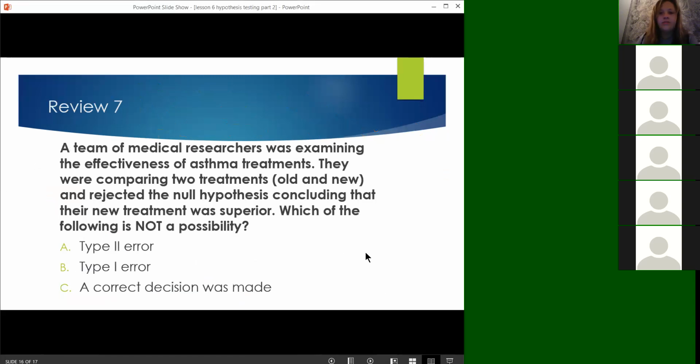All right, a team of medical researchers was examining the effectiveness of asthma treatments. They were comparing two treatments, old and new, and rejected the null hypothesis, concluding that their new treatment was superior. So which of the following is not a possibility in this case? Go ahead and read through these options. Let me know what you think.